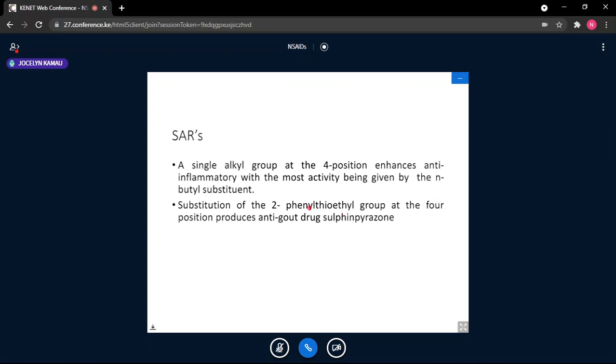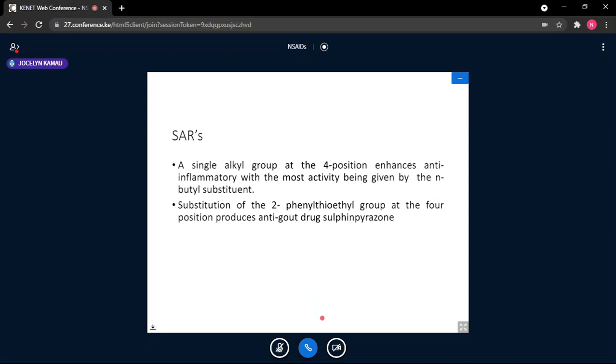We have said when you put a group which is too acidic, a phenyl ethyl group at the 4th position produces anti-gout activity. So I already asked you, what is the uricosuric effect? The uricosuric effect is where you increase the uric acid loss. You increase uric acid loss, that is the uricosuric effect.